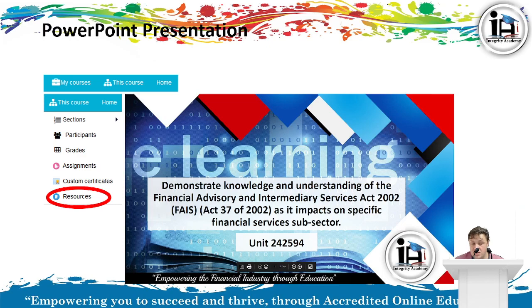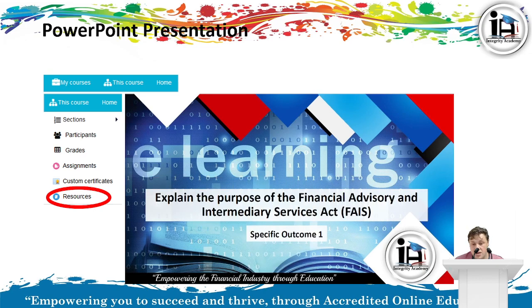So as said previously, if you've downloaded your PowerPoint presentation, in this example, it's the Financial Advisor and Intermediary Services Act, the phase unit 242594. On there, you'll have your introduction slide, after which you will have your specific outcome. In this case, it's specific outcome 1.